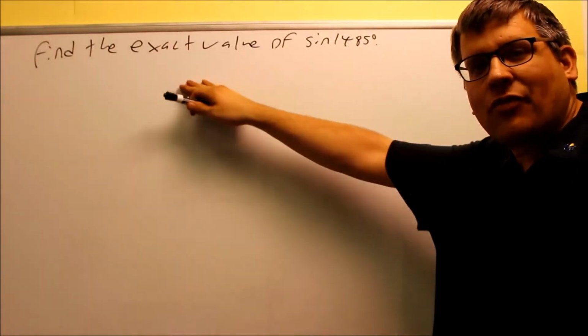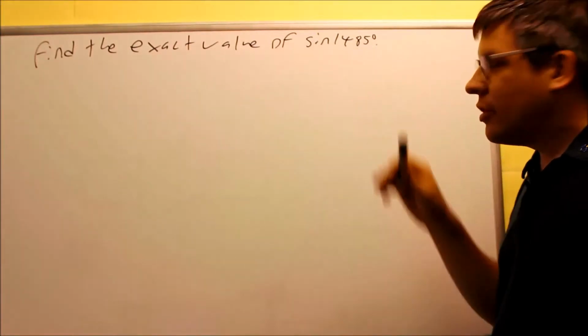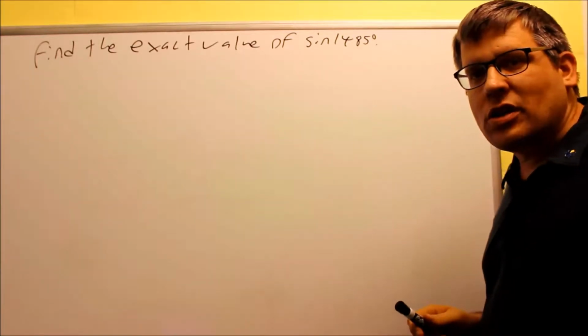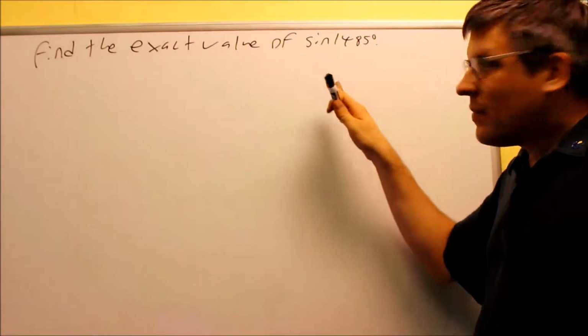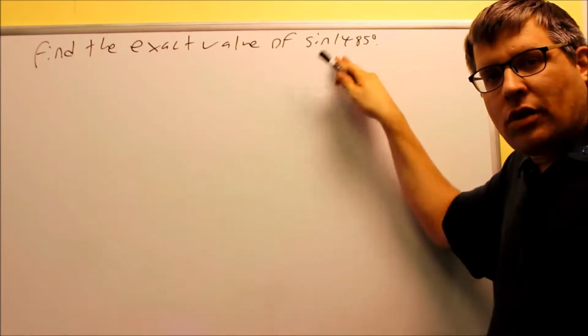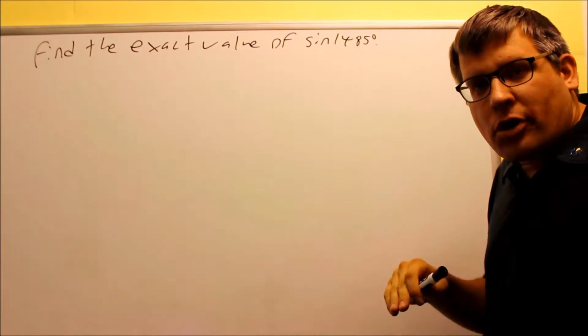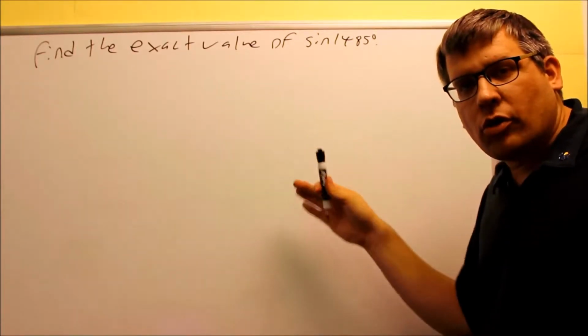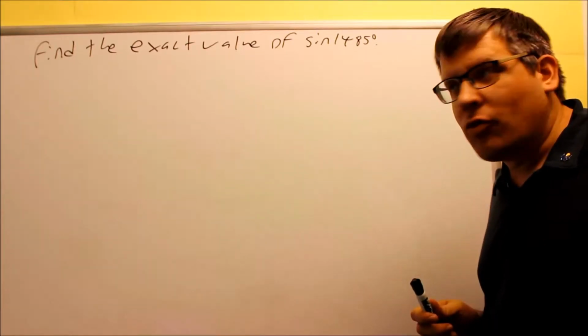Okay, we want to find the exact value of sine 1485 degrees. Since this is more than 360, I need to first figure out how many extra revolutions I have to go on this. Because talking about the periodic properties, if I know how many extra revolutions I go around, then I can basically ignore those and get down to the original angle I had before.